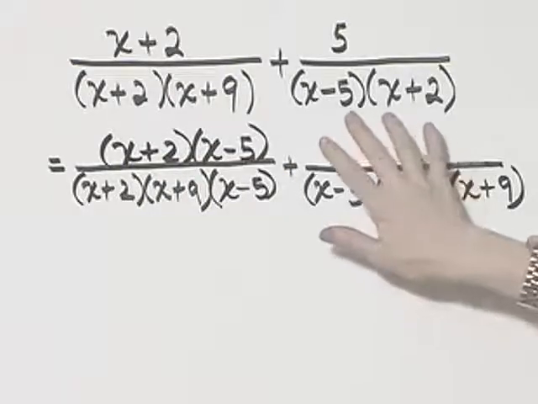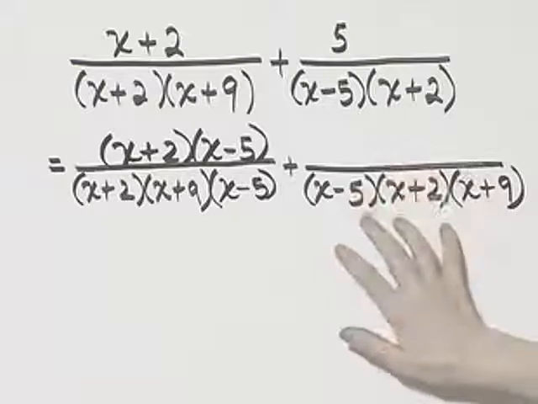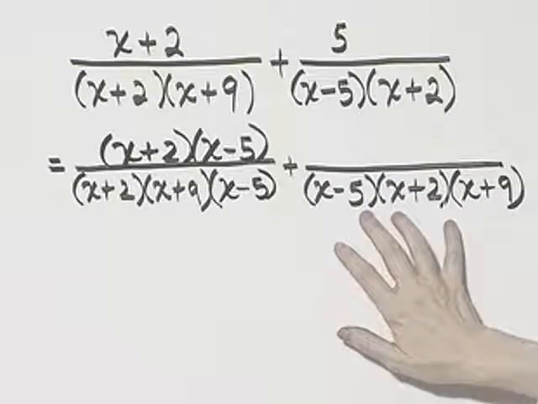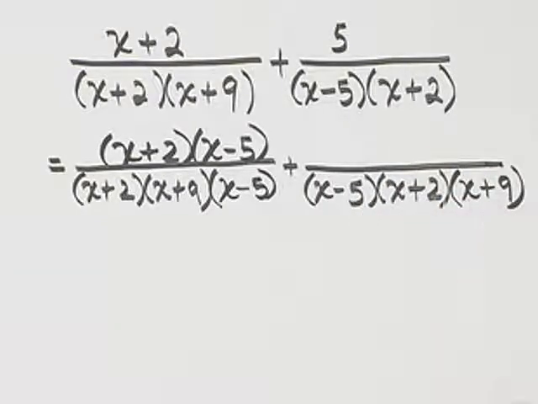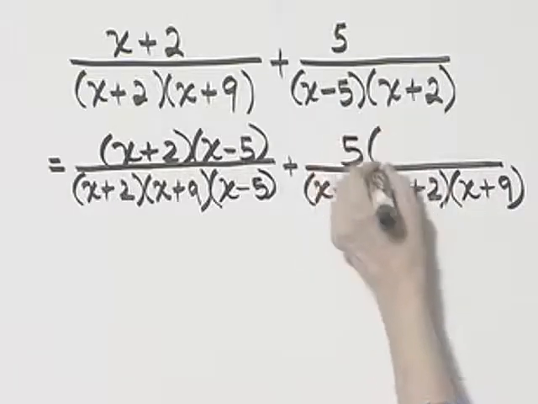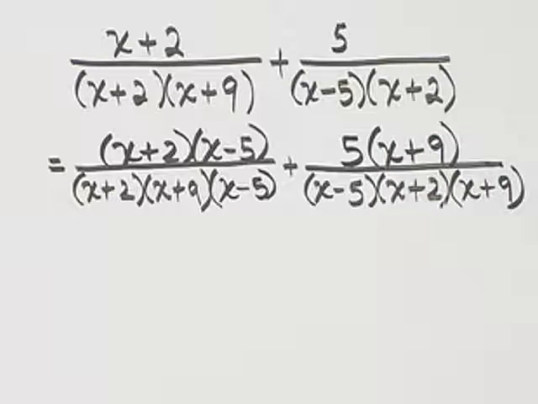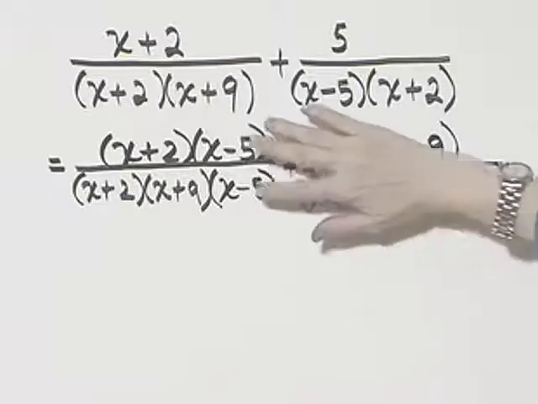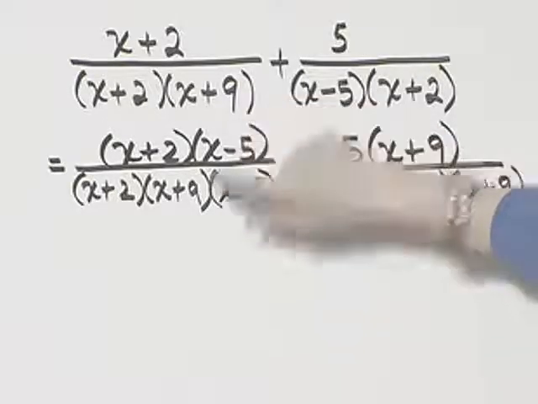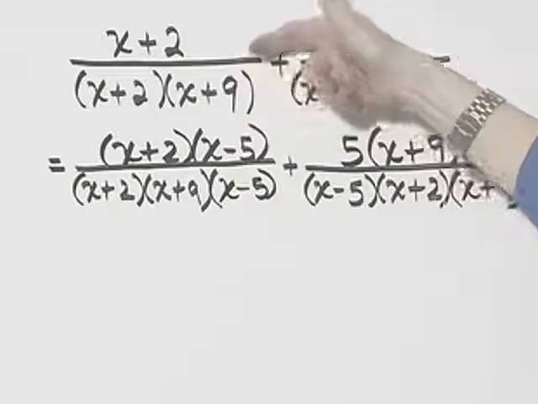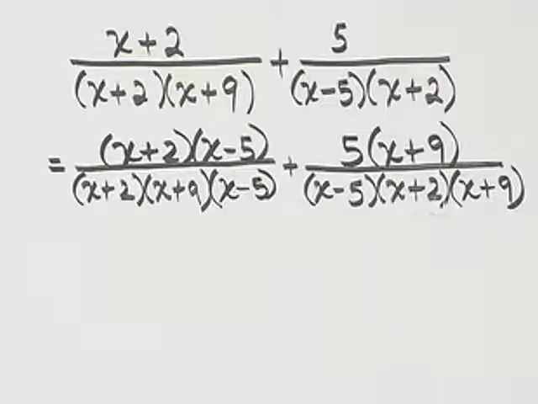What do I multiply this second denominator by in order to have this common denominator? I multiply by x plus 9. So whatever the numerator is, I must multiply by x plus 9. Now at this step, you don't want to divide out these common factors because you will just go back to where you started. I want the denominators the same.